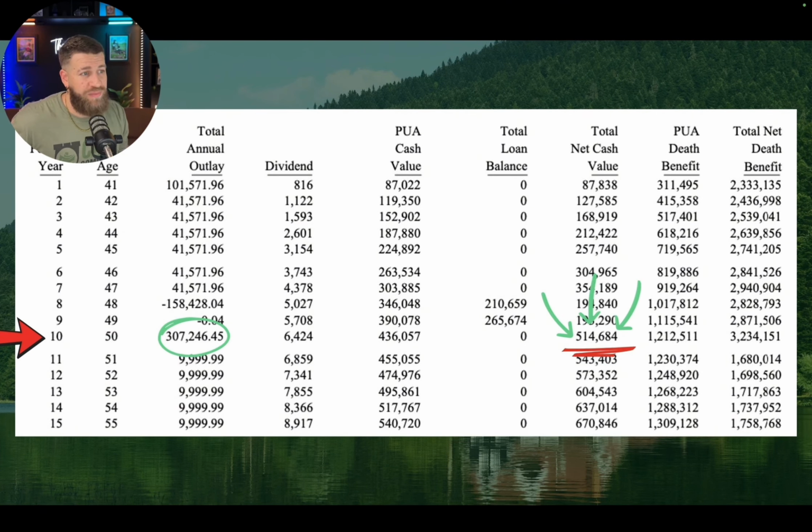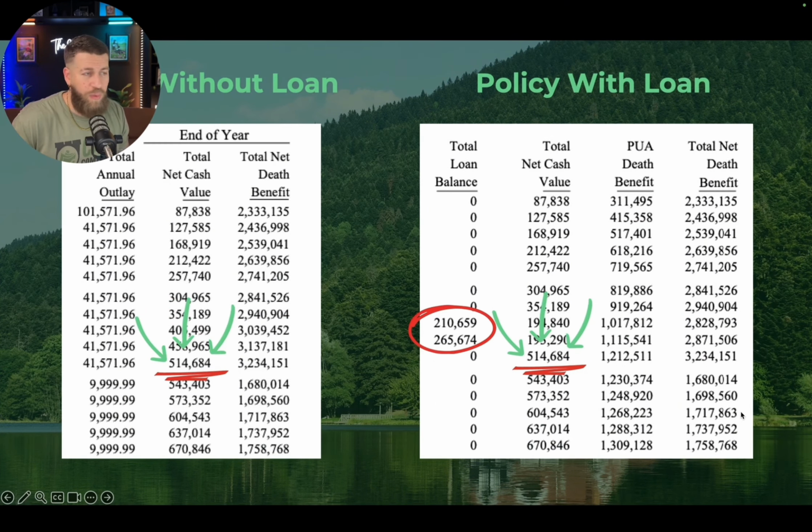Now, how much cash value do we have in the policy? Look at the column for year 10 here, $514,684. Now, look at the column for year 10 and the cash value when you didn't take any money out. So this is policy without the loan. What's that number? 514,684. Are these two numbers kind of the same, or are they exactly the same? Yeah, they're exactly the same.